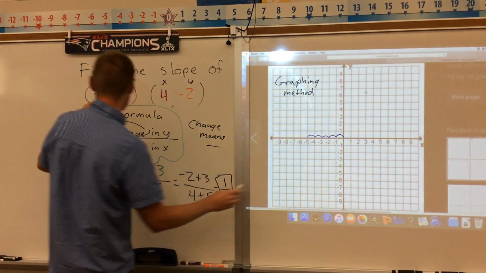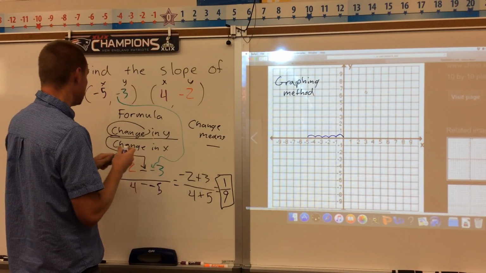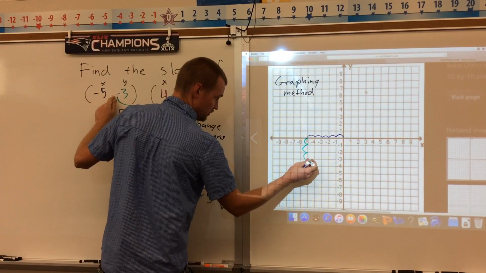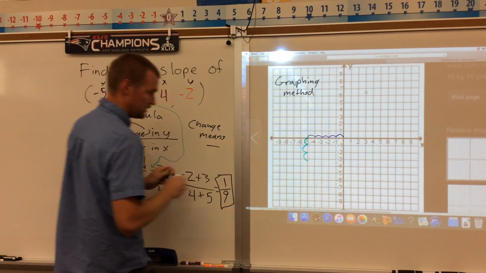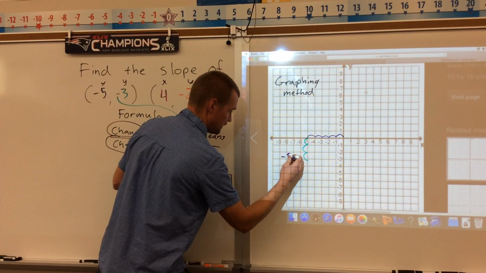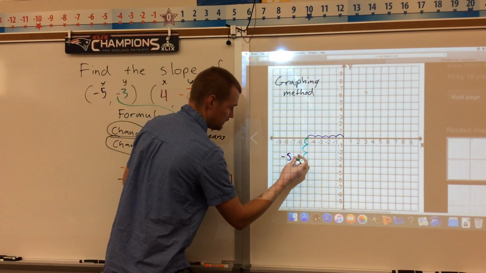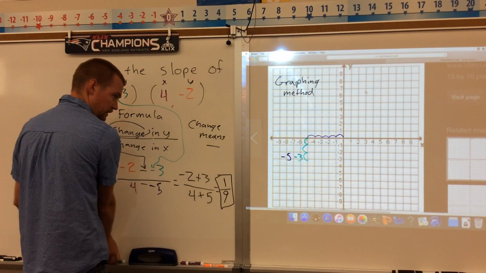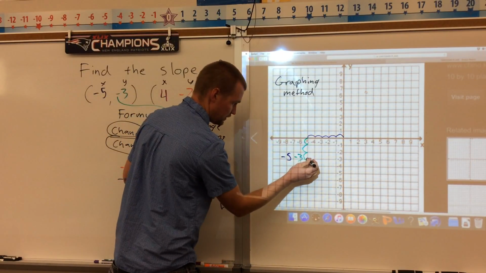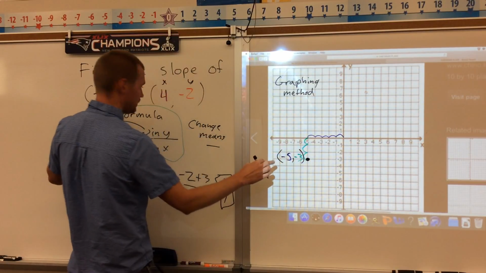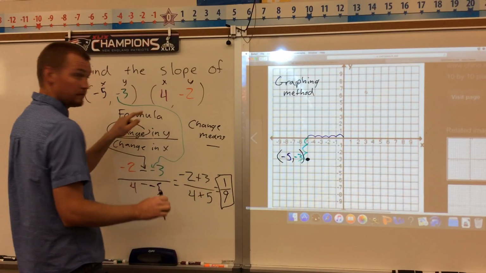No point yet because we need to address the -3. So now -3 is how many we go down. 1, 2, 3. That's our point right there. So we have -5 and -3. So label my point, which is right there. Okay, there we go. There's our coordinate. So these two match. Okay, next point.